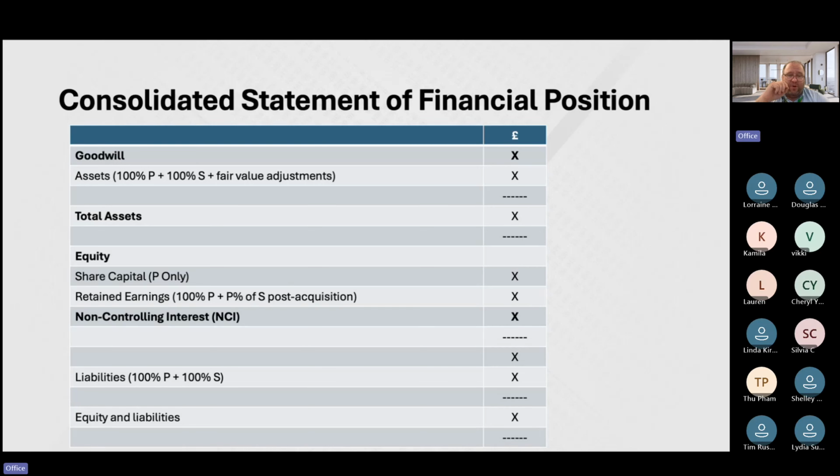Liabilities, nice and simple. 100% of the parent plus the 100% of the subsidiary. Literally, line by line through your liabilities. Just add them up line by line. No need to adjust anything. If you then add your liabilities to your equity, you'll get total equity and liabilities, which should equal total assets.